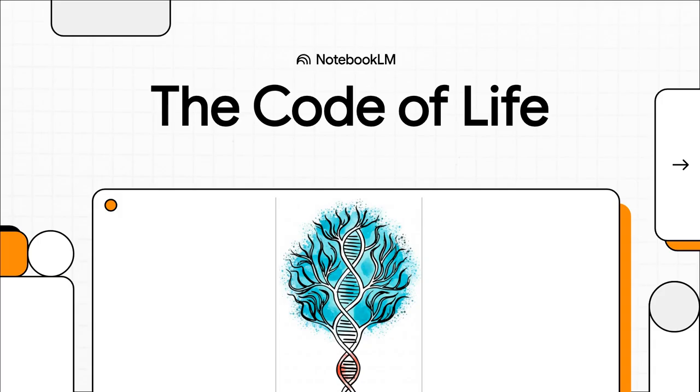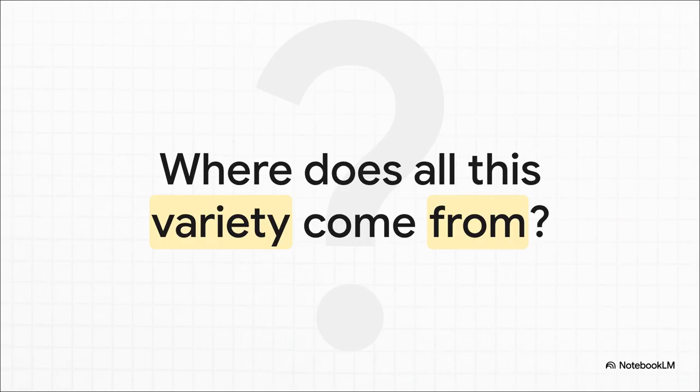We're going to explore the code of life, DNA, and figure out how it drives this stunning diversity that's all around us. So really, where does all this variety come from? I mean, how can one set of rules produce a tree, a mushroom, and a human being? It seems impossible, right? Well, to get to the bottom of it, we have to zoom in. And I mean way, way in.